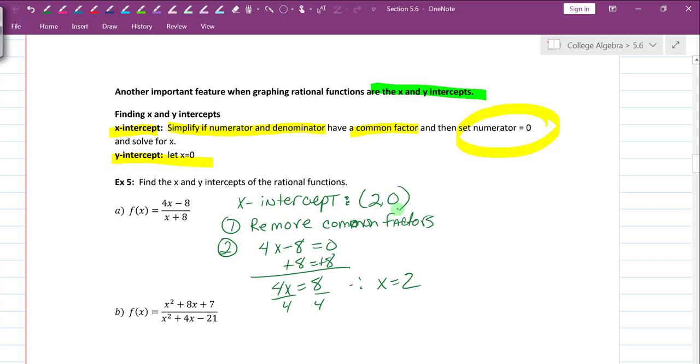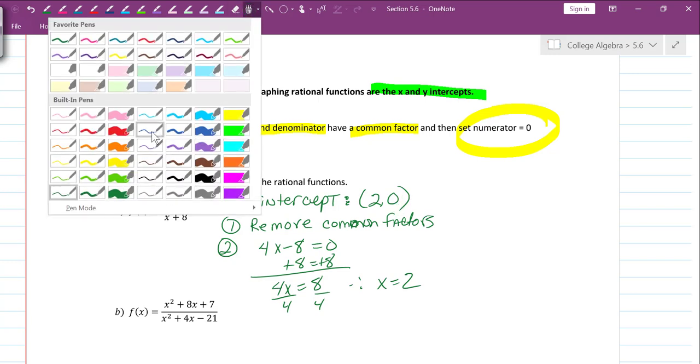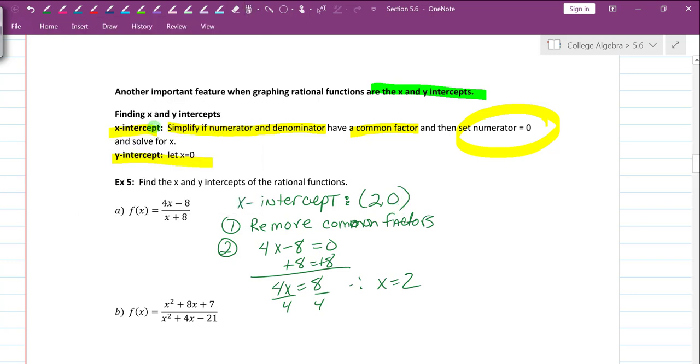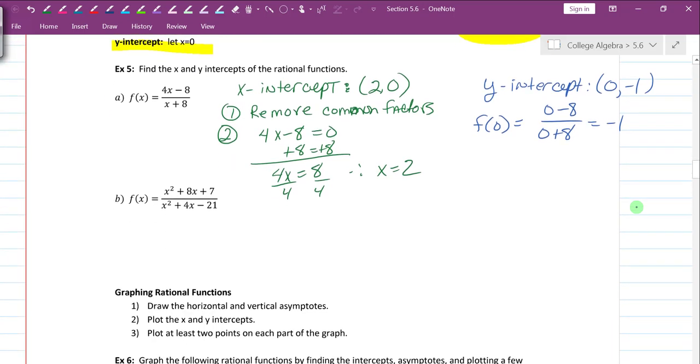Now I need to solve for my y-intercept, and so my y-intercept is going to be the point (0, something). I don't know what that something is. But we're going to plug it in and we're going to say f of 0 is equal to 0 minus 8 divided by 0 plus 8, which is going to be negative 1. Okay, so that is our y-intercept. Now we're going to find our x-intercept and our y-intercept of the next problem.